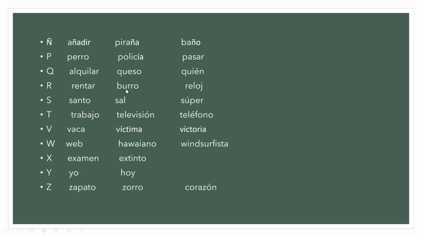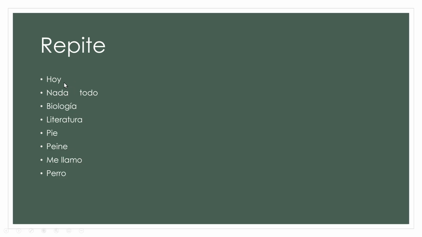Corazón. One thing that I didn't mention was the double R, as in burro. This one also, don't worry if you can't roll your R's. It's okay if you say the double R in a softer way. Burro o burro. Zorro o zorro.